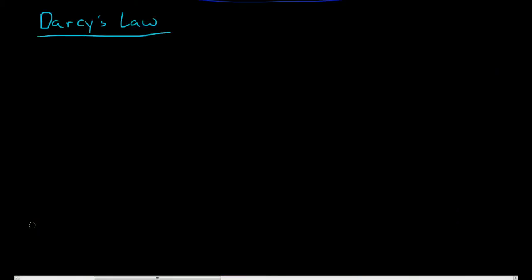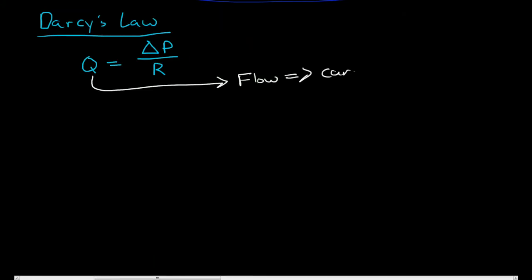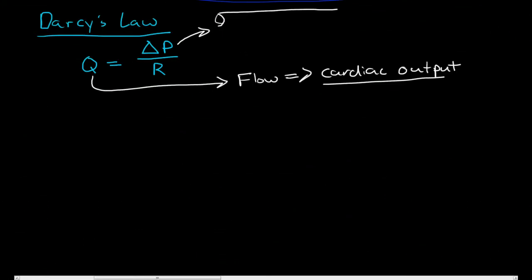Okay, the first formula that I want to discuss is called Darcy's Law. Now, Darcy's Law, if you look it up in a physics article, you'll see a little equation that looks like this. Q is equal to delta P over R. Now, in the body, Q stands for flow, and in the body, flow equals cardiac output. Right now we're talking about systemic blood pressure. And delta P actually refers to the drop in pressure from one end of a tube to another. So that would be P1 to P2. So delta P is actually P1 minus P2.